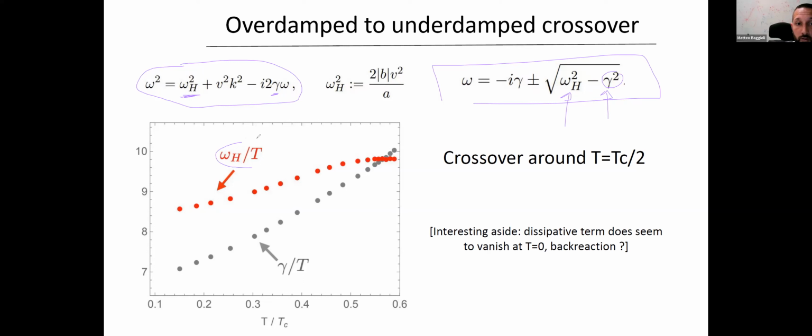And that's exactly what we see here. Here you can see the crossover between omega_H and gamma in the real data, and you see that going to low temperature, dissipation becomes smaller and the real part dominates. Therefore at low temperature you will see a massive mode which is underdamped, which is exactly the Higgs mode.